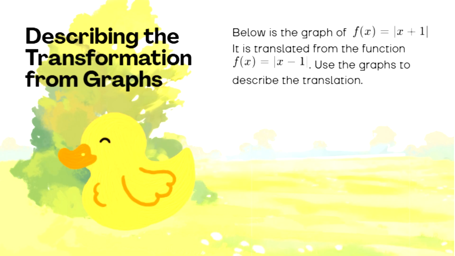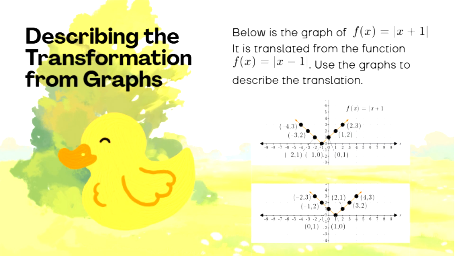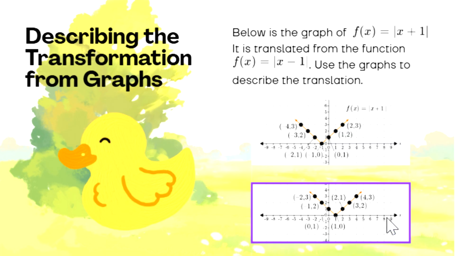Describing the transformation from graphs. Below is the graph of f(x) = |x + 1|. It is translated from the function f(x) = |x − 1|. Use the graphs to describe the translation. Okay, here's our two graphs. So this is |x + 1|, this is |x − 1|.